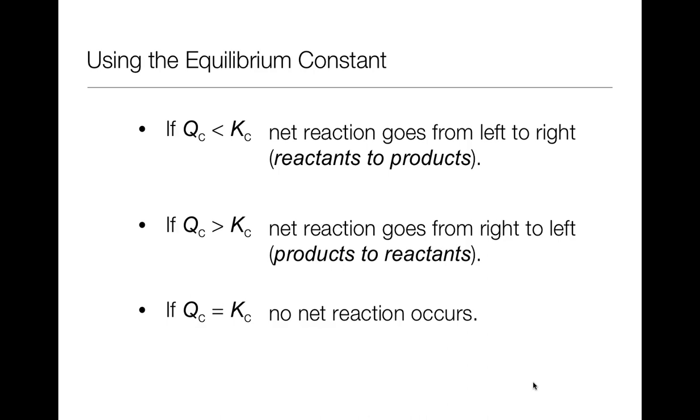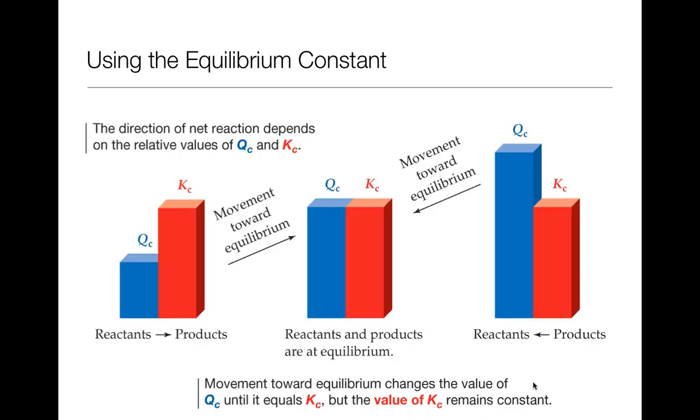In those circumstances where Qc equals Kc, no net reaction occurs, and that makes sense because everything's in the correct proportion. And we've mentioned before that if a system is in equilibrium, if it's not perturbed, it will constantly stay at that ratio of reactants and products. So this is a little bit more of a visual representation of Qc versus Kc, right?